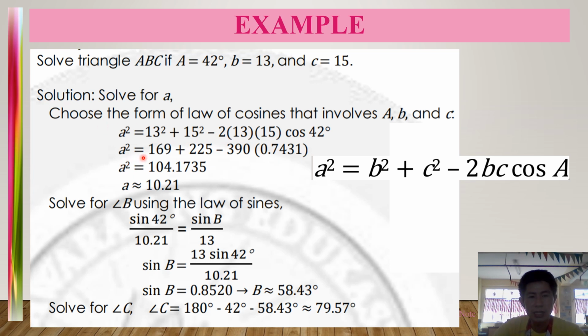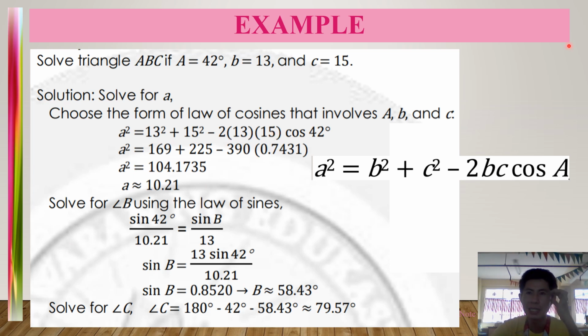A squared is equal to 13 squared. 13 squared is equal to 13 times 13. That is equal to 169. Okay, plus 15 squared. 15 squared is equal to 15 times 15. So, that is equal to 225. Minus 2 times 13 times 15.